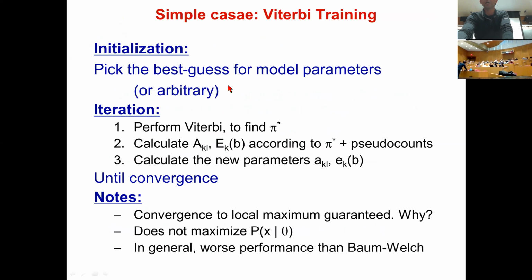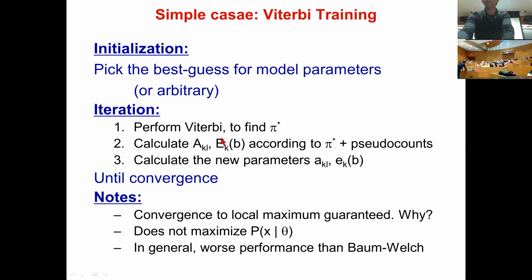We're going to pick some random parameters, and then what we're going to do is run the Viterbi algorithm and find pi star. Pi star will give me an optimal annotation of the best path that explains the genome given those random parameters. And then once I have that, I'm going to calculate the transition parameters and the emission parameters according to what I effectively have, which is an annotation of the genome. I'm back to the supervised learning situation, right? where I'm counting with some pseudo counts.